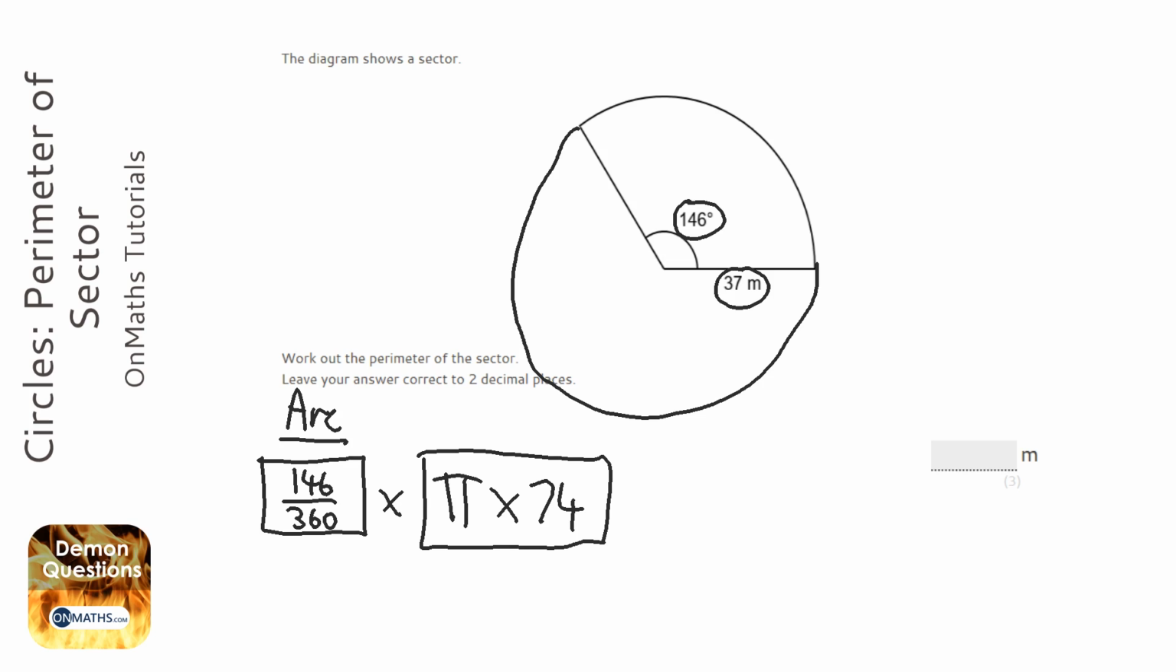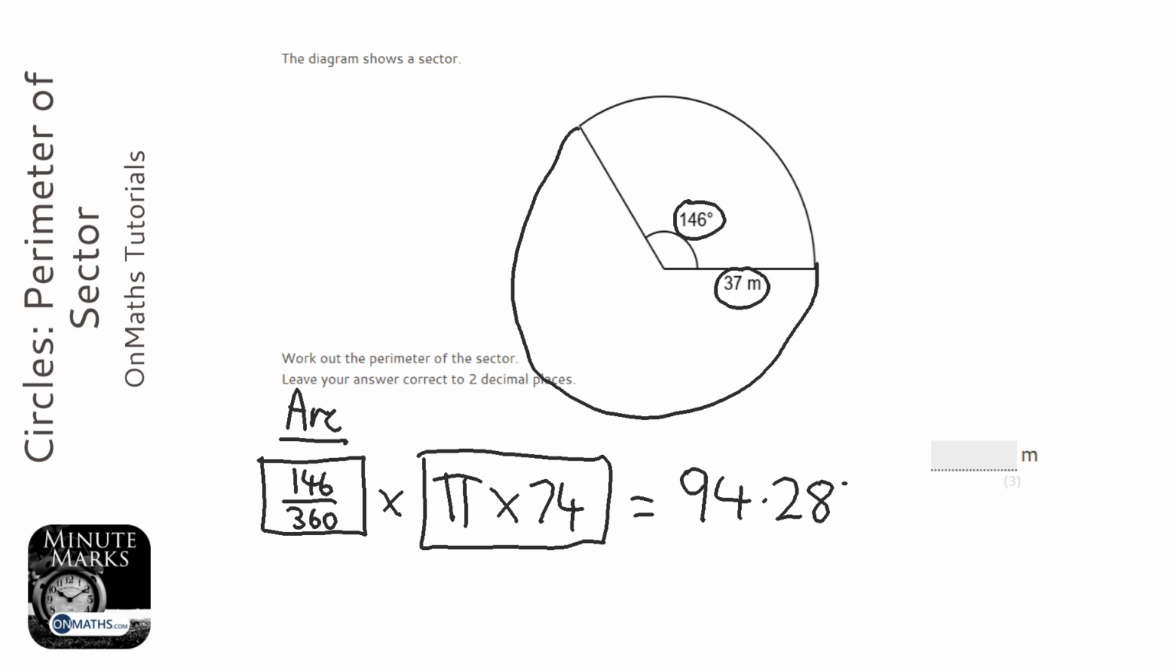Okay, so we type that all into our calculator, so I press the fraction button, 146 over 360 times pi times 74. And it gives me an answer in terms of pi. I don't need it in terms of pi, I just need it as a decimal. So, 94.2826 blah blah blah.